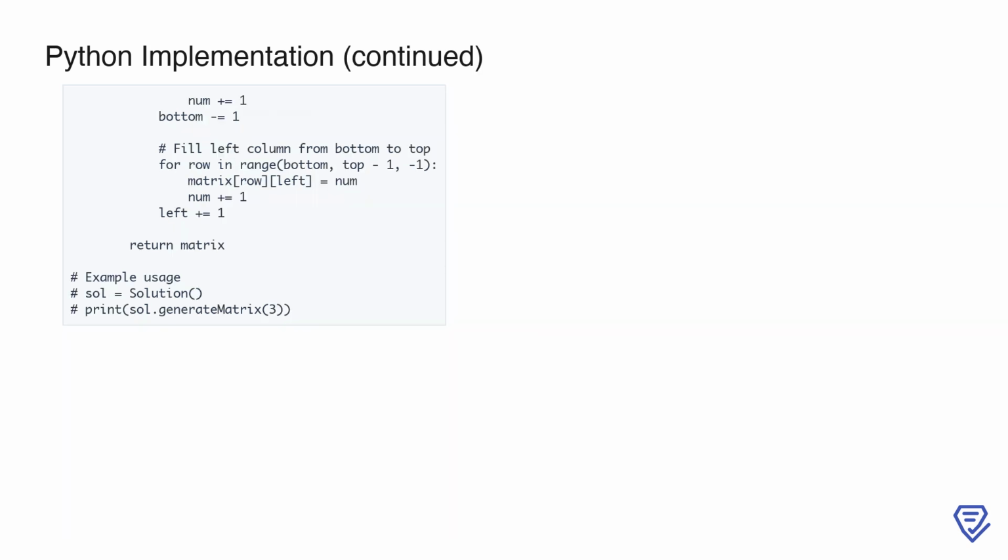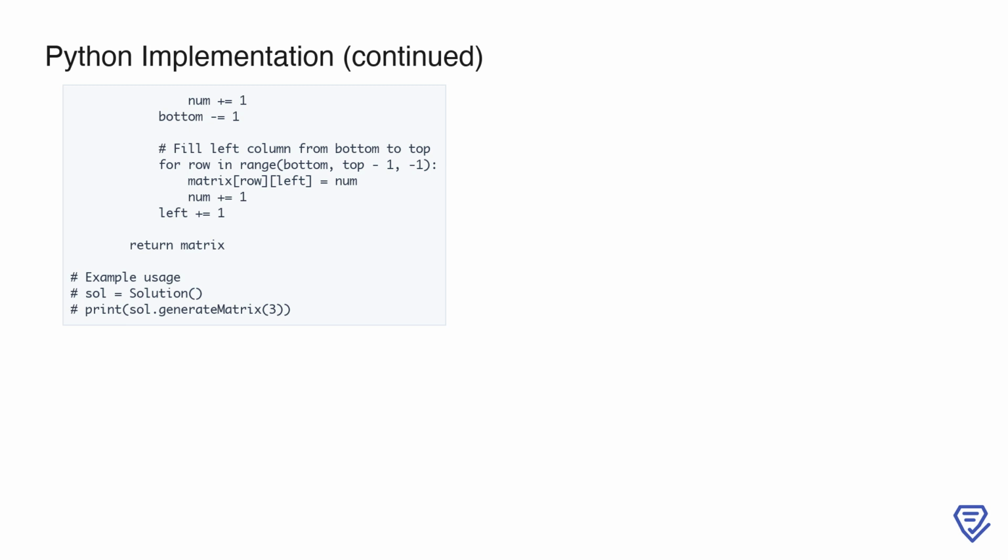Once the bottom row is filled, we adjust the bottom boundary by moving it upward. Then, we handle the left column, iterating from the bottom boundary back to the top boundary. For each row in this range, we assign the current value of number to the matrix and increment number.